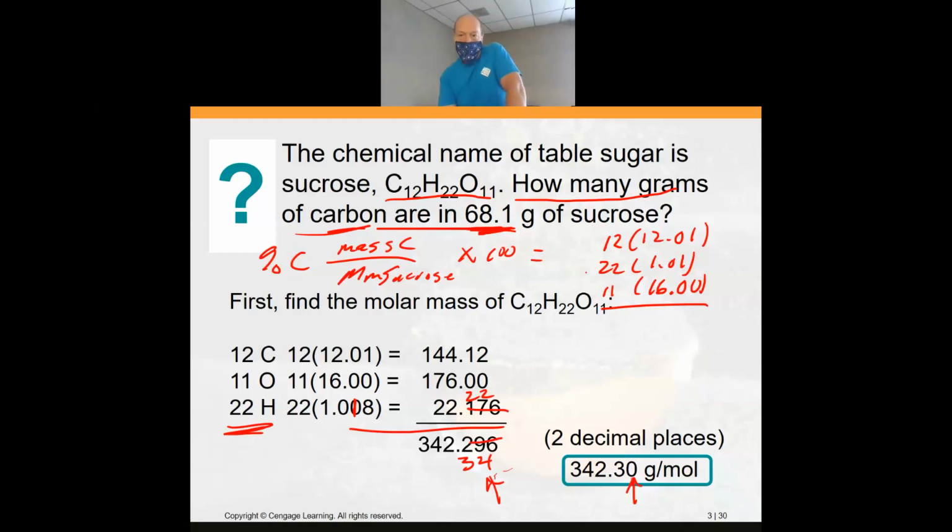All right, so now we want the percent carbon. So we take our mass of carbon, which is 144.12, divide by the mass of the molecule, which is 342.30, and we multiply by 100, and we would have our percent carbon. And then we simply take whatever that percent is, put it in fractional form, and multiply it by the 68.1.